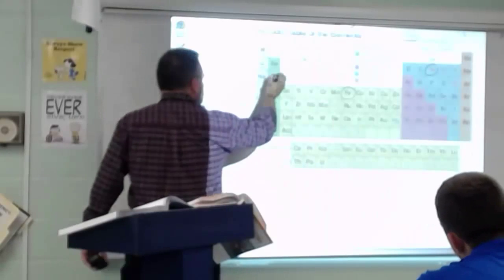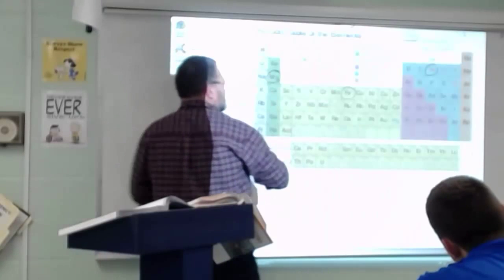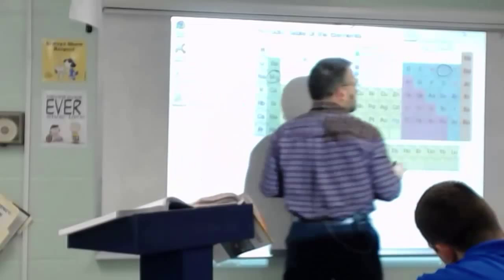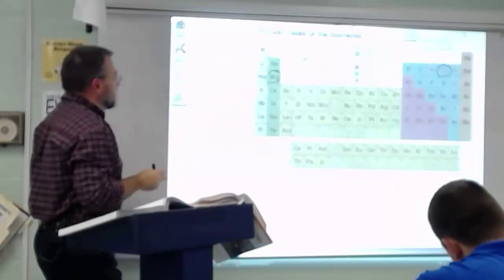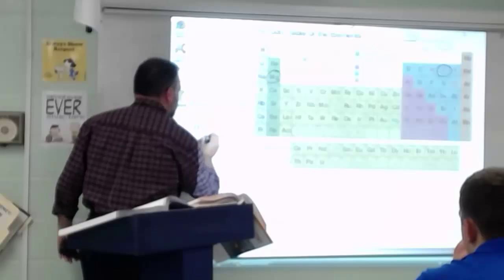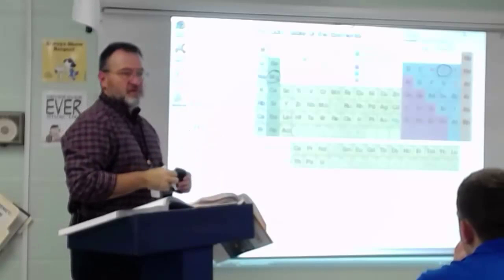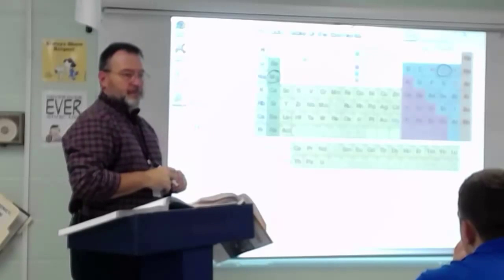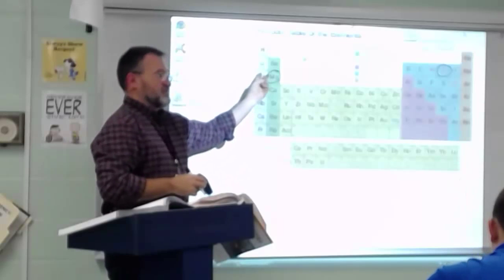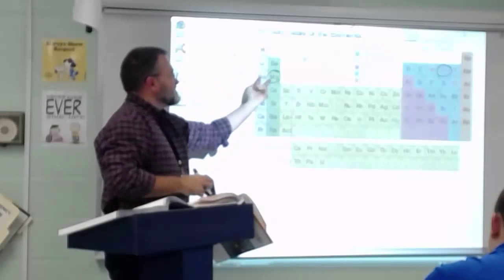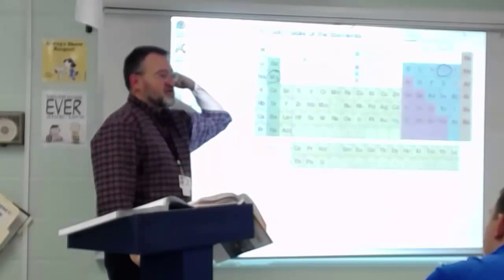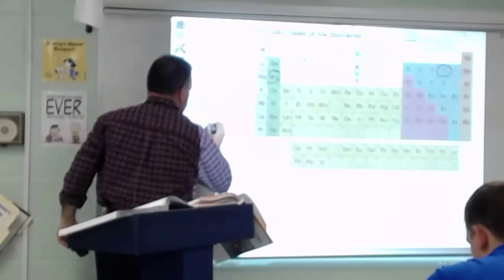Magnesium is a 2A metal. Oxygen is a 6A nonmetal. Metal, nonmetal, it's going to be ionic. Magnesium, the charge that magnesium wants to become: it has 2 valence electrons in the 3s2 orbital. It wants to lose both of those and become a 2 positive.